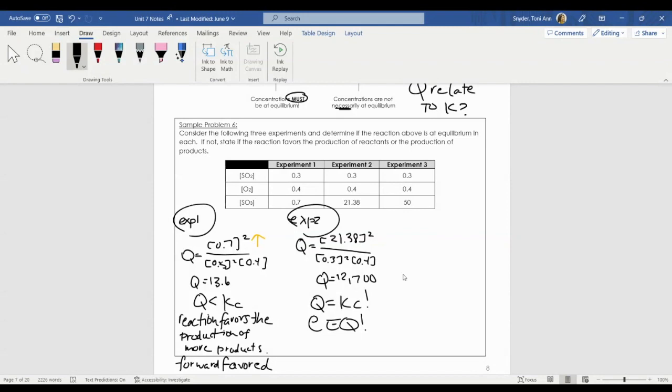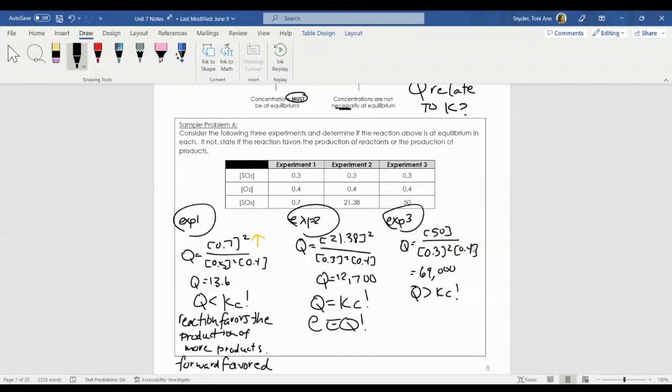Let's try experiment 3. So experiment 3, I'm going to plug all of these values in and do the same exact thing. So I get a value of 50. Notice how my product concentration is much higher now. So you could probably anticipate what's going to happen to my value of Q. So 50 over 0.3 squared times 0.4. And I get a value that's equal to 69,000. So holy moly, this value of Q is much larger than my value for Kc. So Q is higher than Kc.